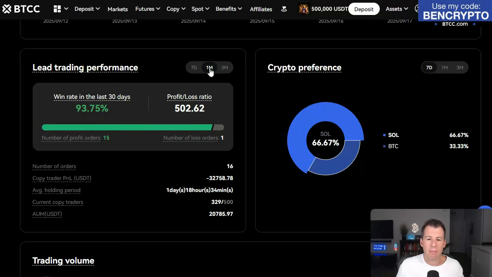Let's see in the last month. So he's opened 16 trades. 15 of those 16 have been profitable. Very, very impressive. And then on the 3-month, it's probably going to be close to the 16. Yeah, he's opened up 22 total trades. 20 of them have been profitable.